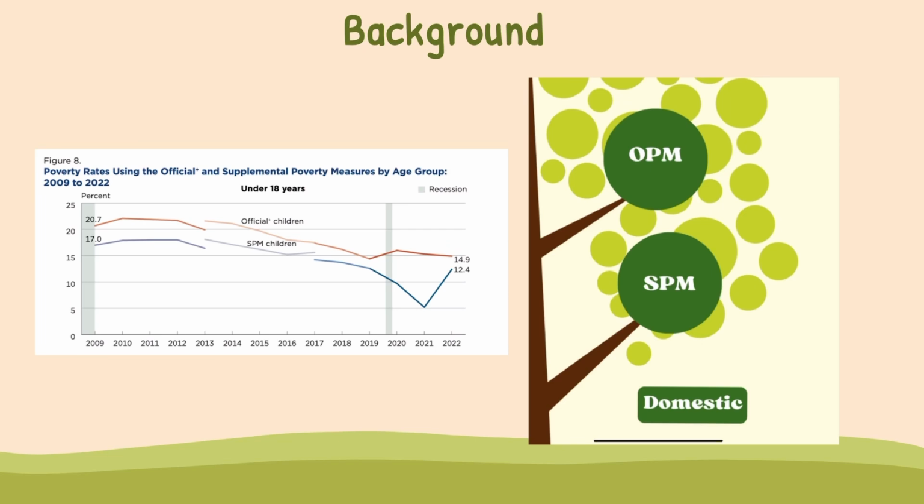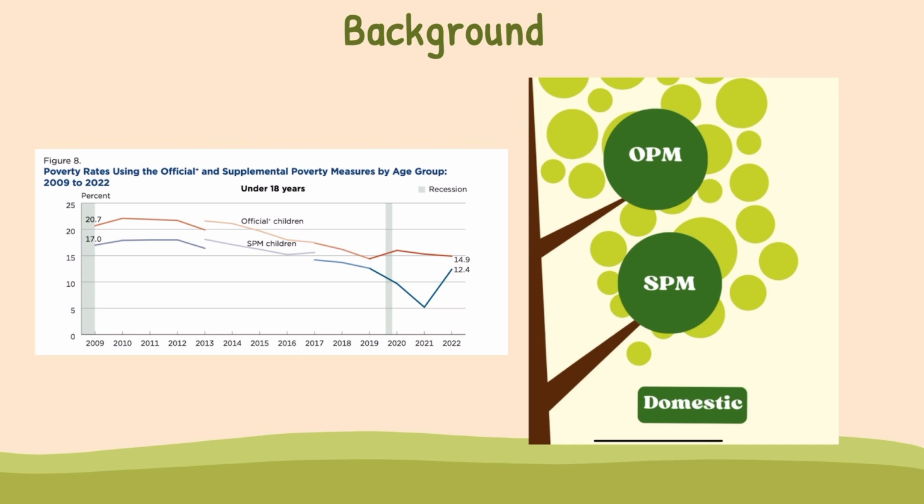We will return to the capabilities approach, but for now, we will summarize the domestic measures. The official poverty measure, or the OPM, measures poverty by assessing pre-tax gross annual cash income and cash benefits. Its threshold is 3 times the cost of a thrifty food basket adjusted for inflation. The biggest flaws we find with the OPM is that it does not consider geographic differences, non-cash benefits, and only considers everyone in a household related by birth, marriage, or adoption.